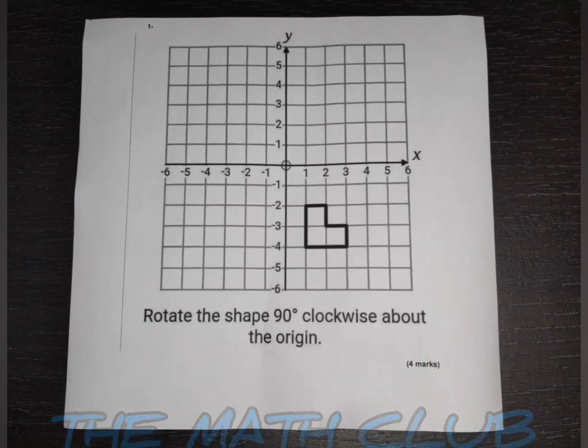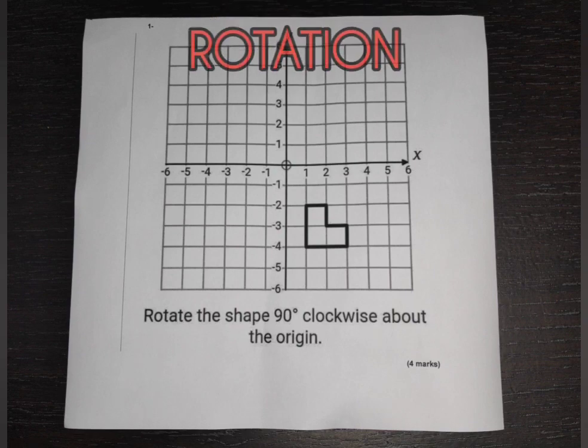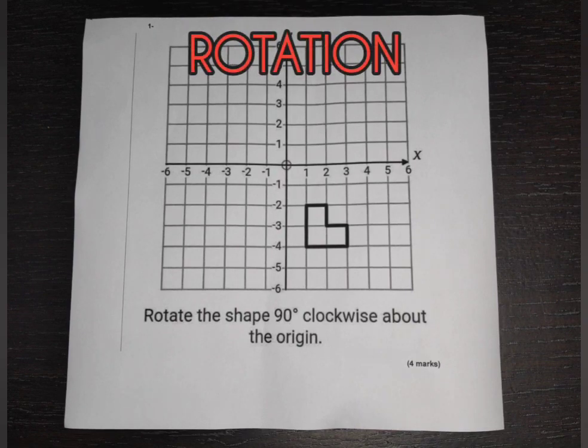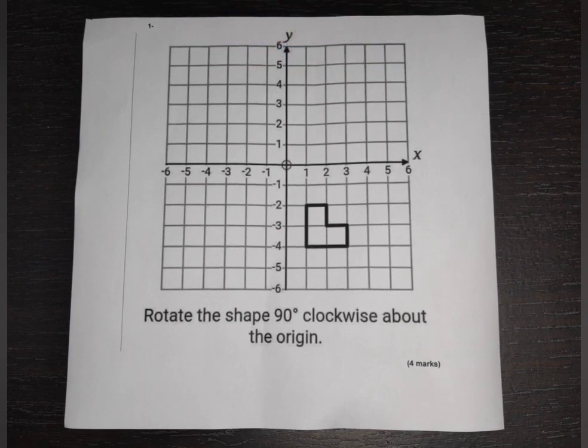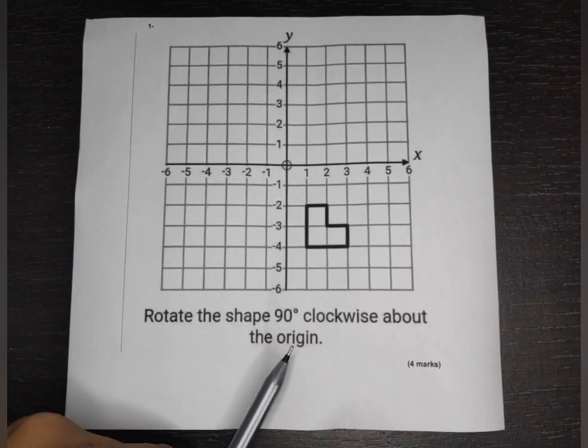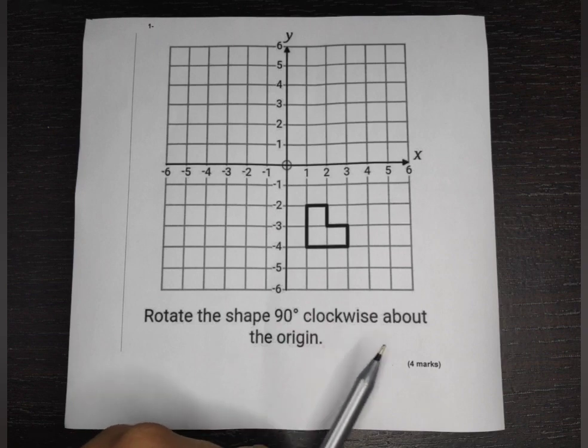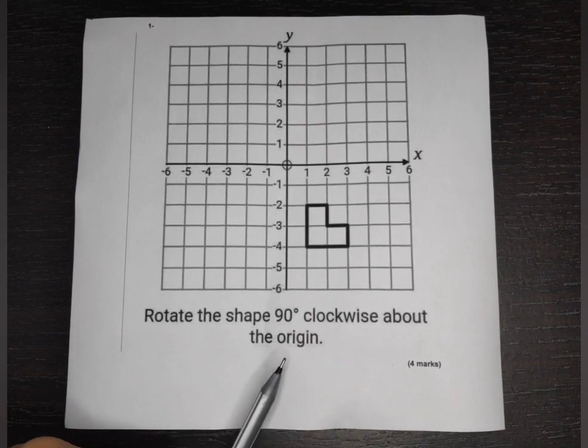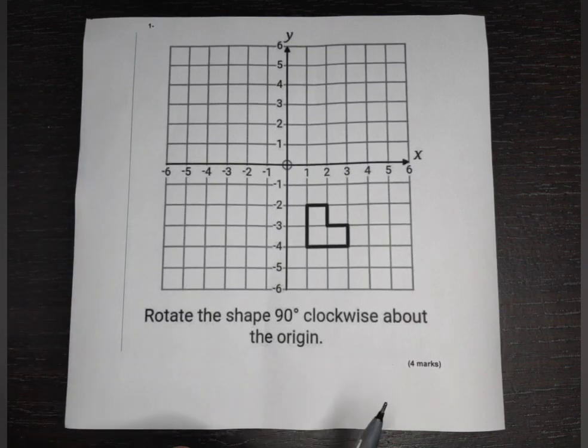In this video, we're going to talk about rotation and how to rotate a shape using tracing paper. The question says, rotate the shape 90 degrees clockwise about the origin. Now, before we start rotating the shape, we have to understand what is the question.